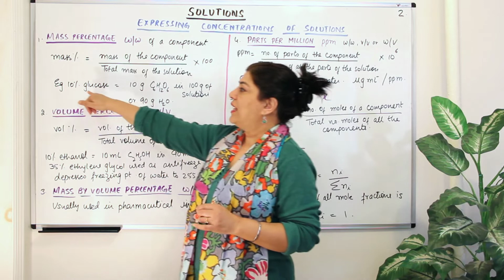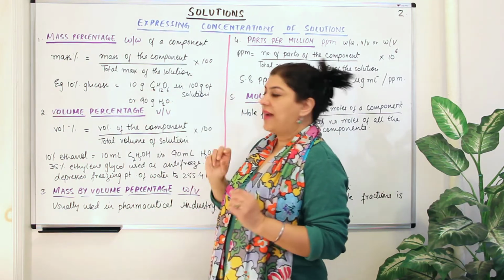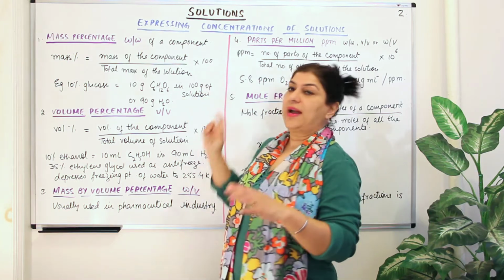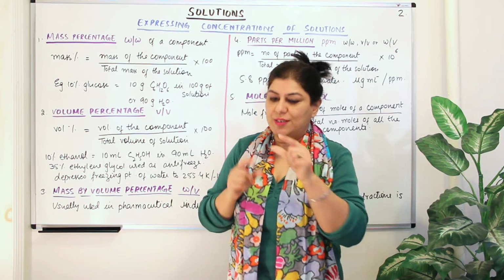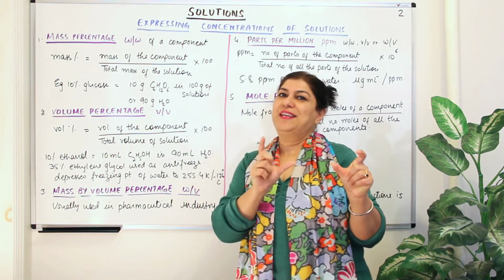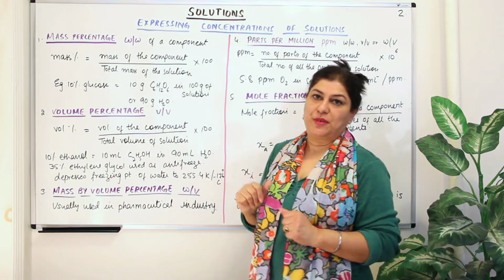For example, when you say 10% glucose by weight, what does it mean? It means there are 10 grams of glucose in 100 grams of the solution. And in the 100 grams of the solution, how much is water? 10 grams is glucose, so 90 grams is water. Right? So this is mass percentage.